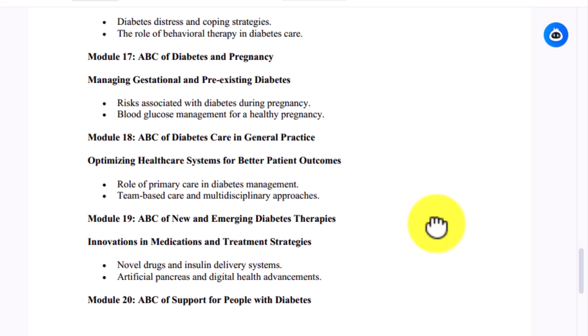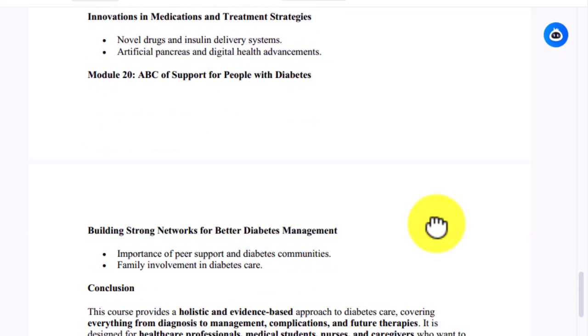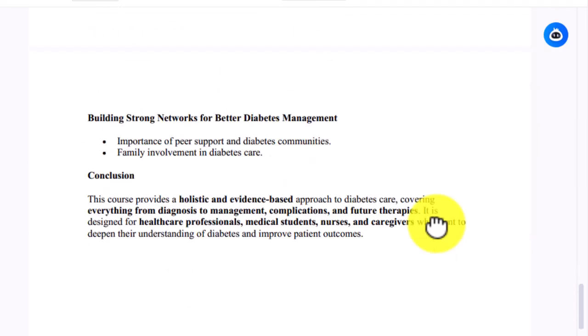in diabetes management, team-based care and the multidisciplinary approach. ABC of new and emerging diabetes therapies: innovation in medication and treatment strategies. Support for people with diabetes: building strong networks for better diabetes management.